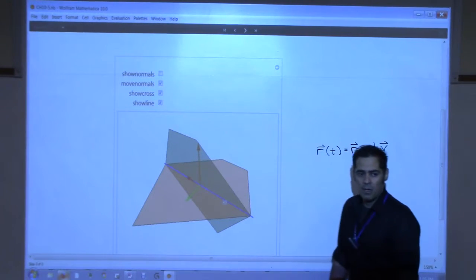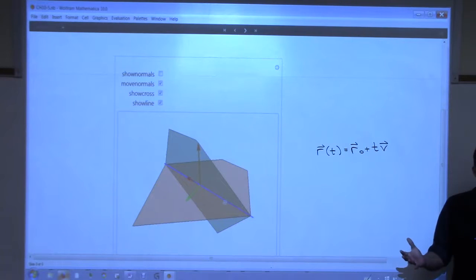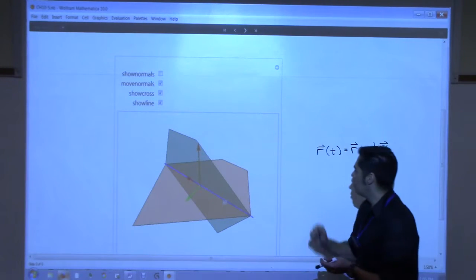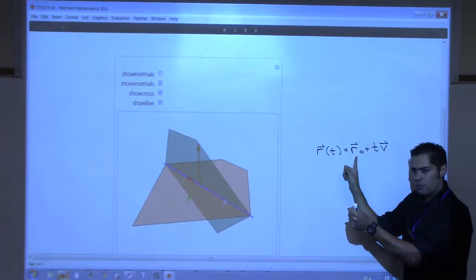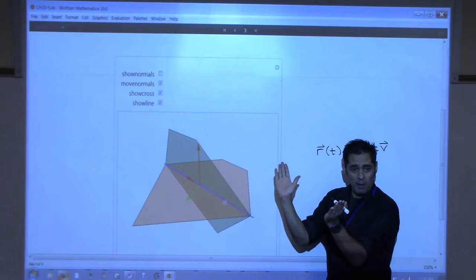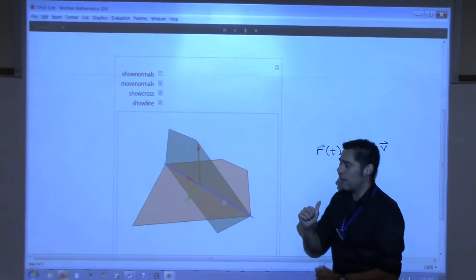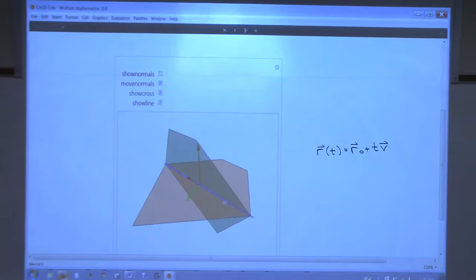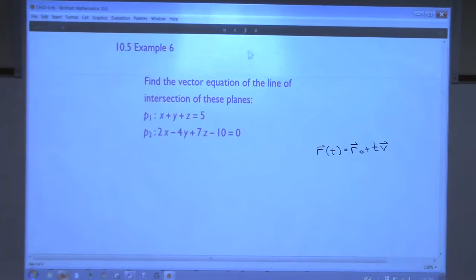Understand? So if someone gives you two planes and asks you for the vector equation of the line through the two planes, you get a point first, which we'll do. And then to find the direction vector, we'll have to take the two normal vectors of the planes, cross them, and that will give us v. Understand? All right.